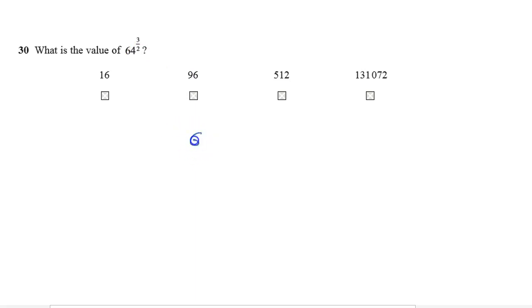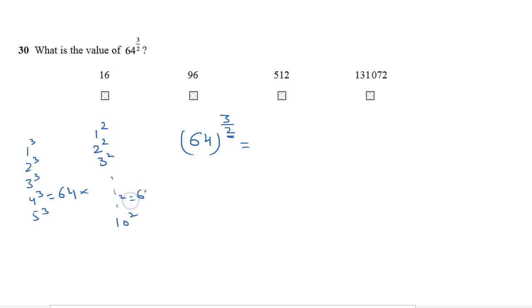What is 64 to the power 3 over 2? I told you in the previous paper that you must remember the cubes of the first 5 numbers. So you know very well 4 cube is 64, but it is not going to work here. Now you need a square number. So 1 square, 2 square, 3 square, 10 square.